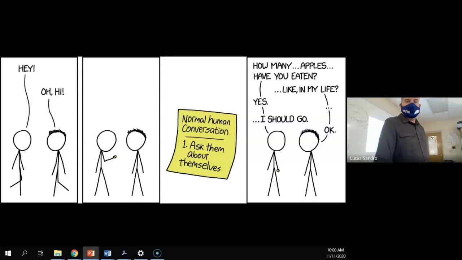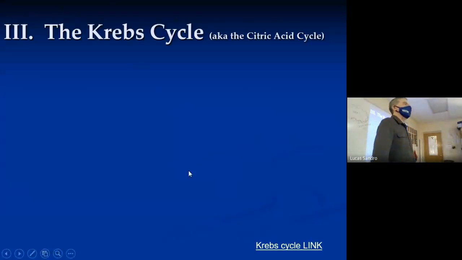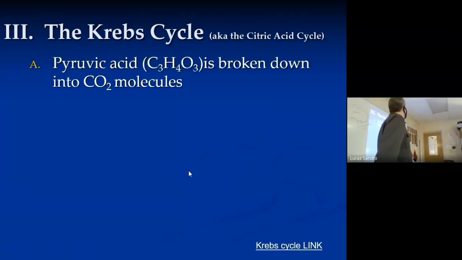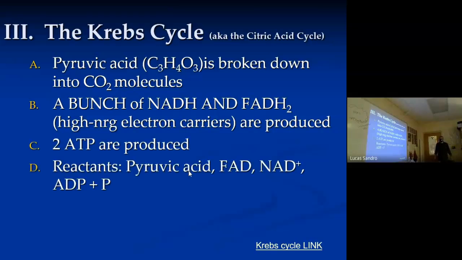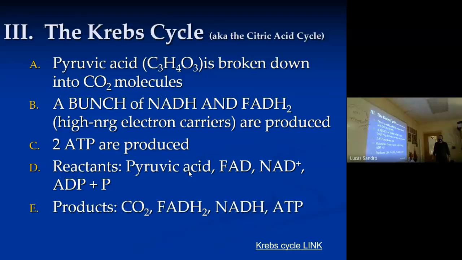Glycolysis, you've got Krebs cycle. We started yesterday. Did Krebs and electron transport. Krebs cycle, the one you need to know the least detail about, right? It's basically that we're breaking pyruvate down step by step into carbon dioxide, which you breathe out. In the process of that breakdown, we get a lot of babysitters. We get a lot of high energy electron carriers called NADH and FADH2. You also get a couple of ATP. The pyruvate and the FAD and NAD plus and the ADP plus P are the reactants. Carbon dioxide and the carriers and the ATP are the products.